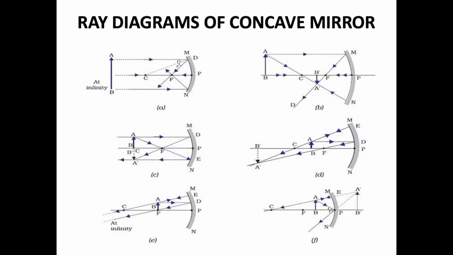And what is the type of image? Highly enlarged. It is opposite to here. At infinity, point-like. And the image is formed at focus. And at focus, at infinity.